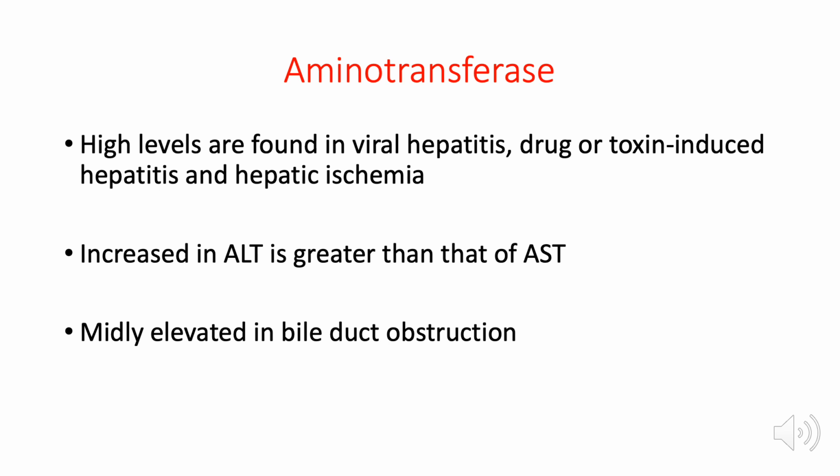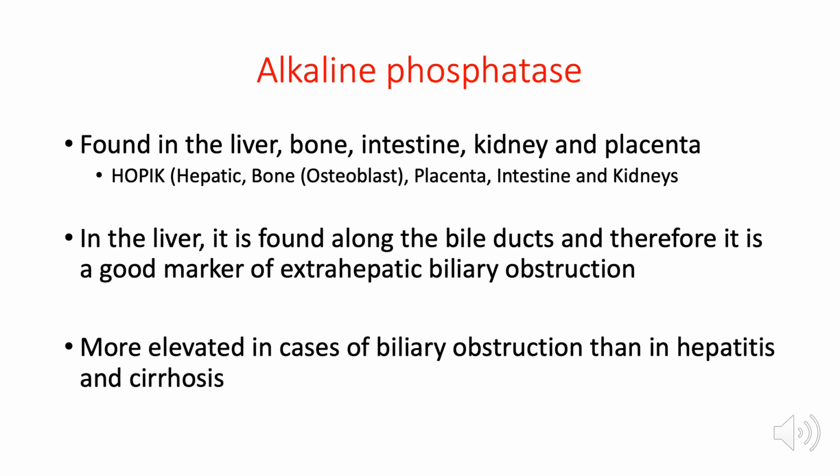So we need to look for an enzyme that will help us diagnose a case of bile duct obstruction. The enzyme that can help us diagnose cases of bile duct obstruction is alkaline phosphatase. In the liver, this alkaline phosphatase is particularly found on the cells lining the bile ducts. That's why if there's a problem in the bile duct, expect that these cells will produce and release increased amounts of ALP.